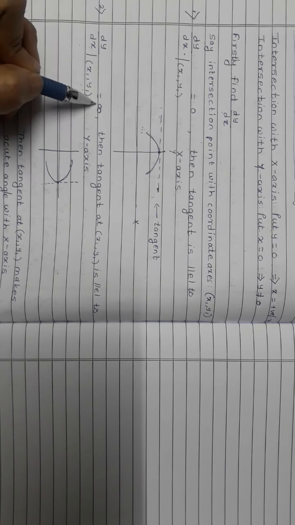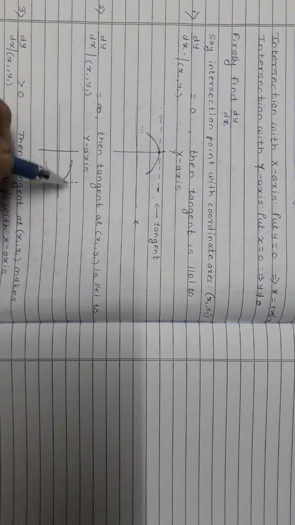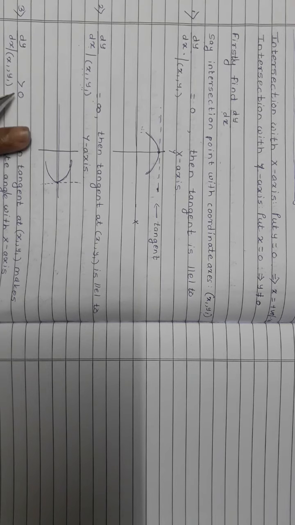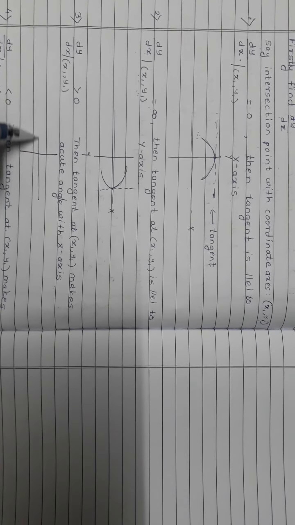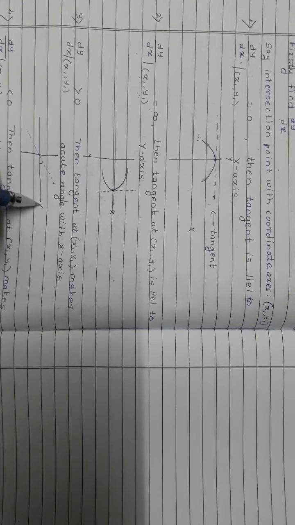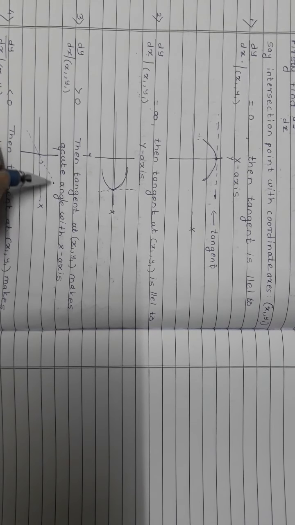So if dy by dx is infinity at a point x1, y1, then your tangent line is parallel to the y-axis. Okay, and the next thing is, if dy by dx is not 0 or infinity, if it is simply greater than 0, then in that case your tangent line will make an acute angle with the x-axis. So the tangent line in that case will look like this, and your curve will be like this.